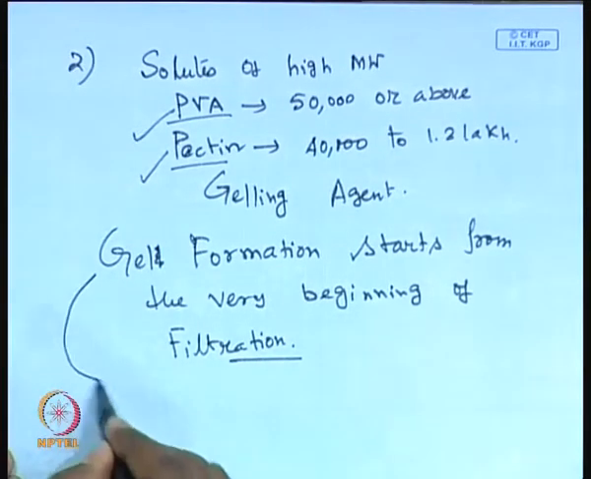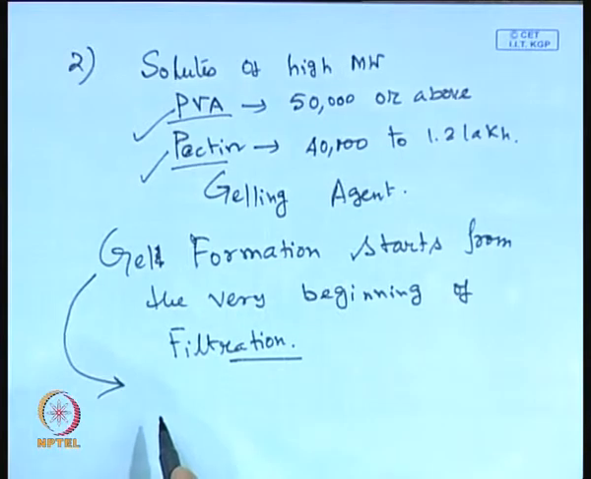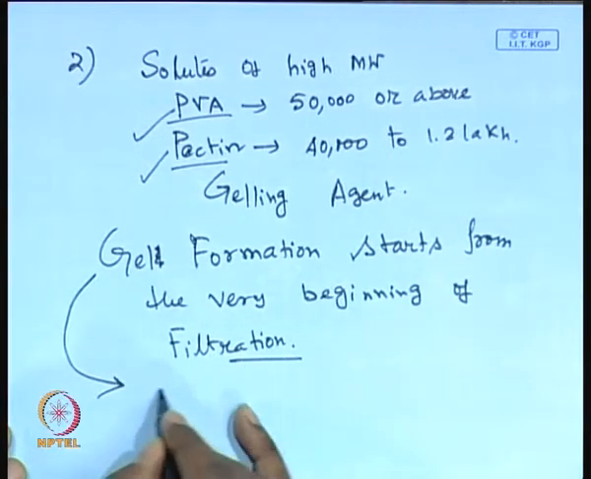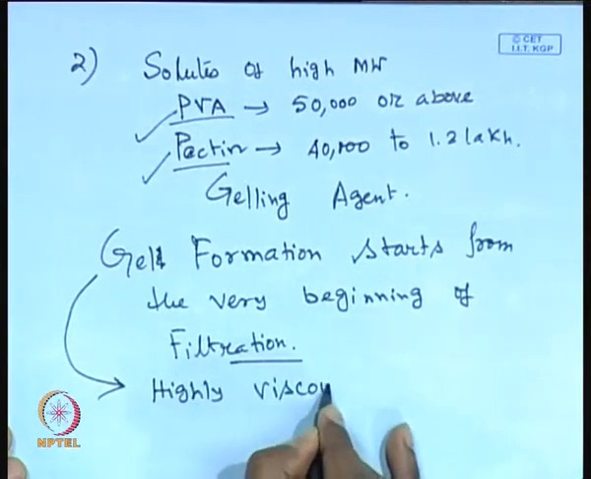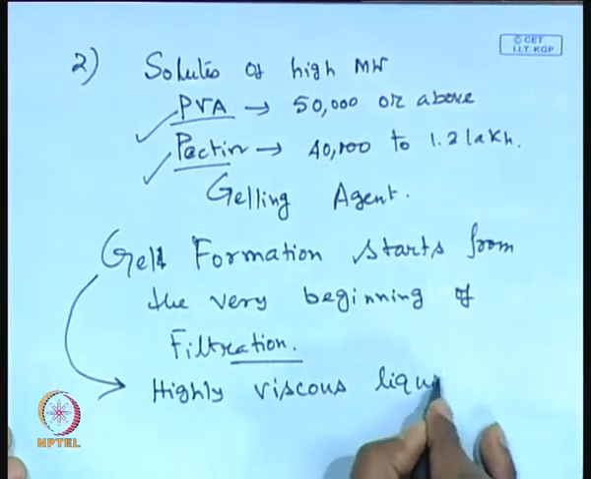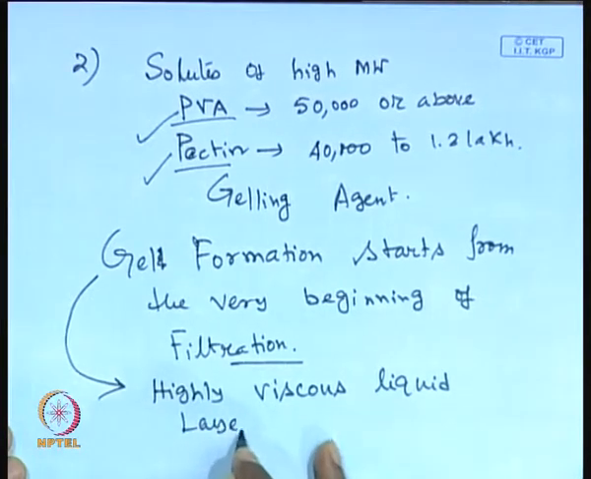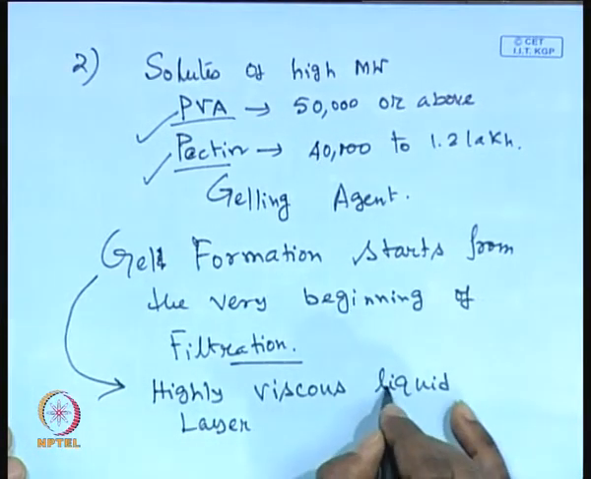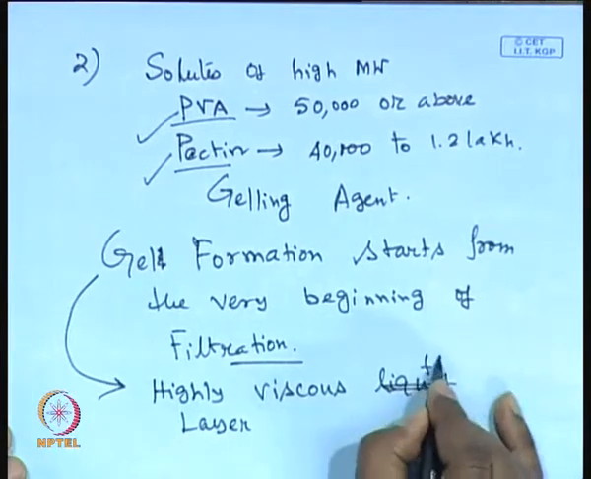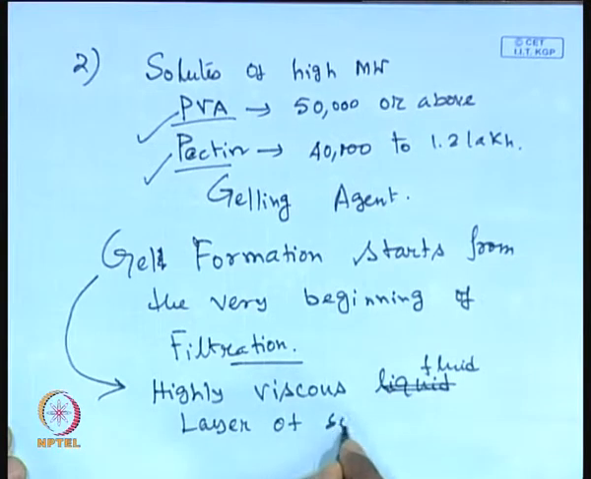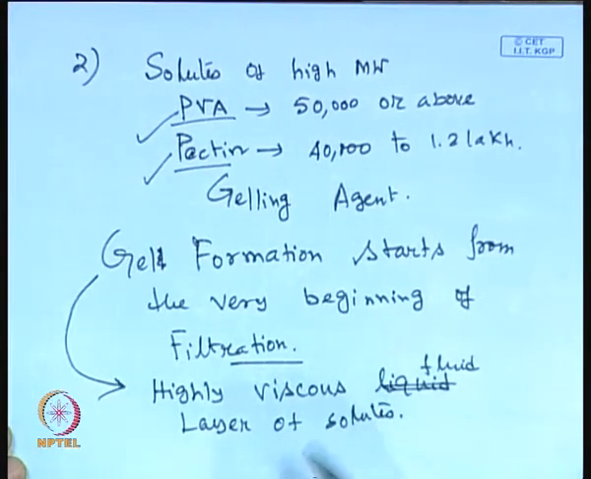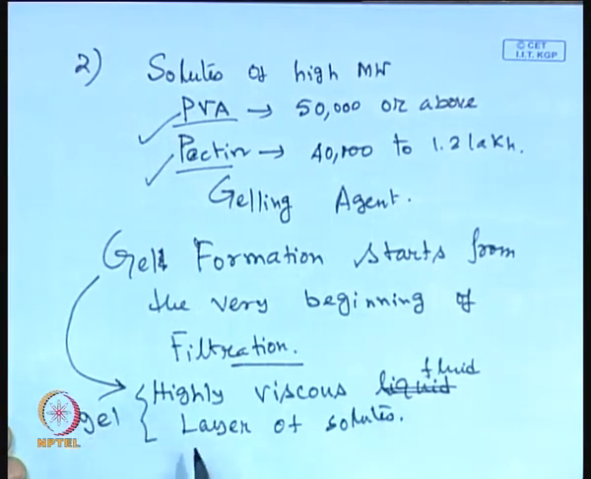And what is the definition of a gel here? It is not a solid layer, it is basically a highly viscous fluid layer. It flows, still it flows, a highly viscous fluid layer of solutes. Again, it is porous, it forms over the membrane surface, and we term it a gel in this particular case.